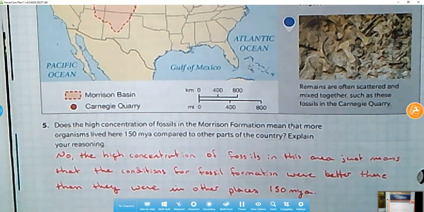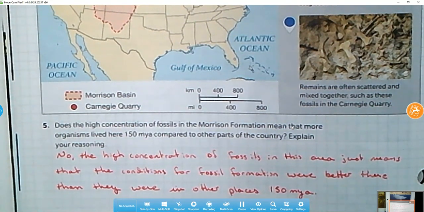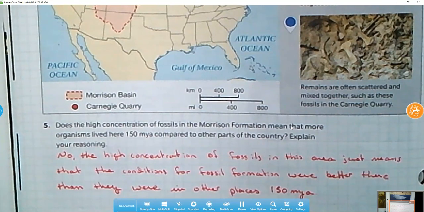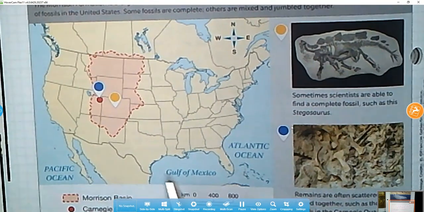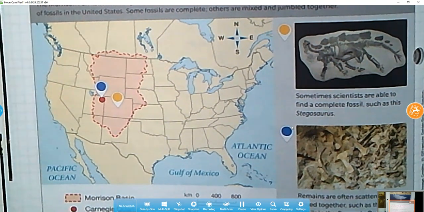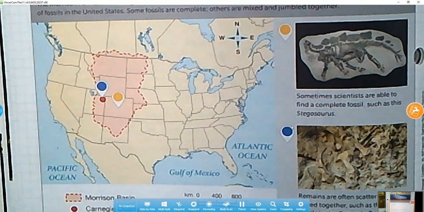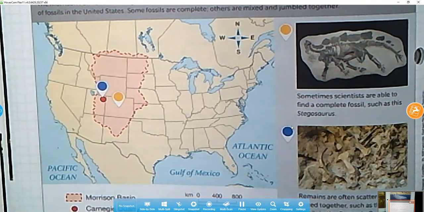It just means that it was more likely to form there. The conditions were better to form fossils there. And you've got to remember, there's probably some organisms that lived here during this time. If they had soft body tissues, you're not going to see those fossils. So if it was just a soft-bodied organism, we're not going to see those fossils for those organisms. They decompose too quickly. We wouldn't see those fossils.